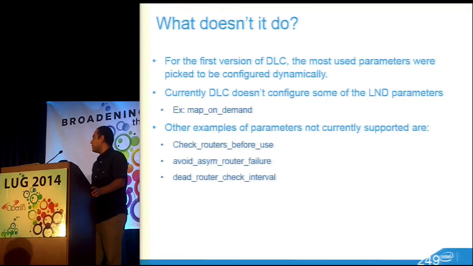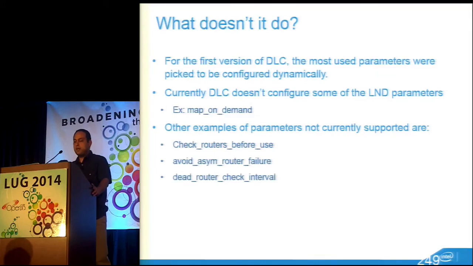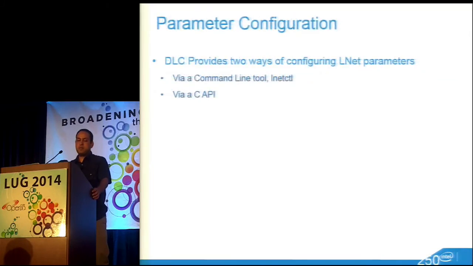There are two ways to configure parameters for DLC. You can configure it through a new command line tool called LNET control, or you can configure it through the C API programmatically. You can write your own tool to call the API directly.